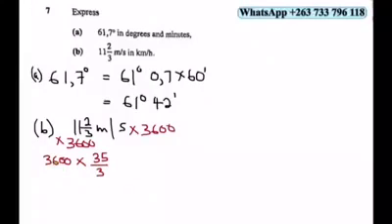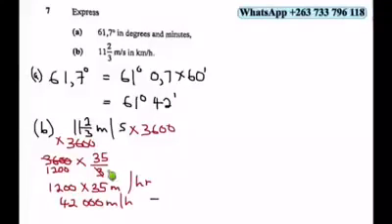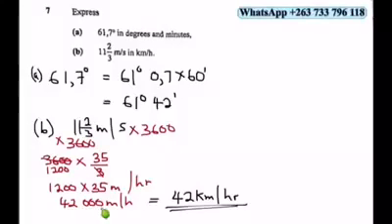Therefore, 3 into 36 is 12. So this will be 1,200. 1,200 times 35 meters. So 12 times 35 is 420. Then we add the 0s, this will become 42,000 meters per hour. Then we divide by 1,000 meters to make it kilometers. So this will be 42 kilometers per hour. So this will be our speed in kilometers per hour.